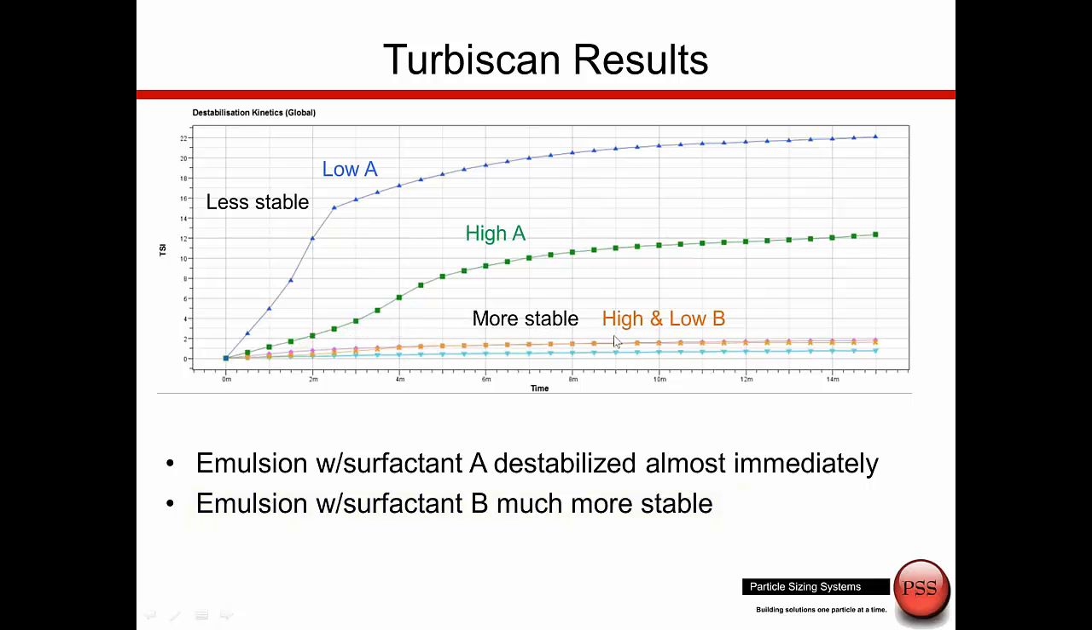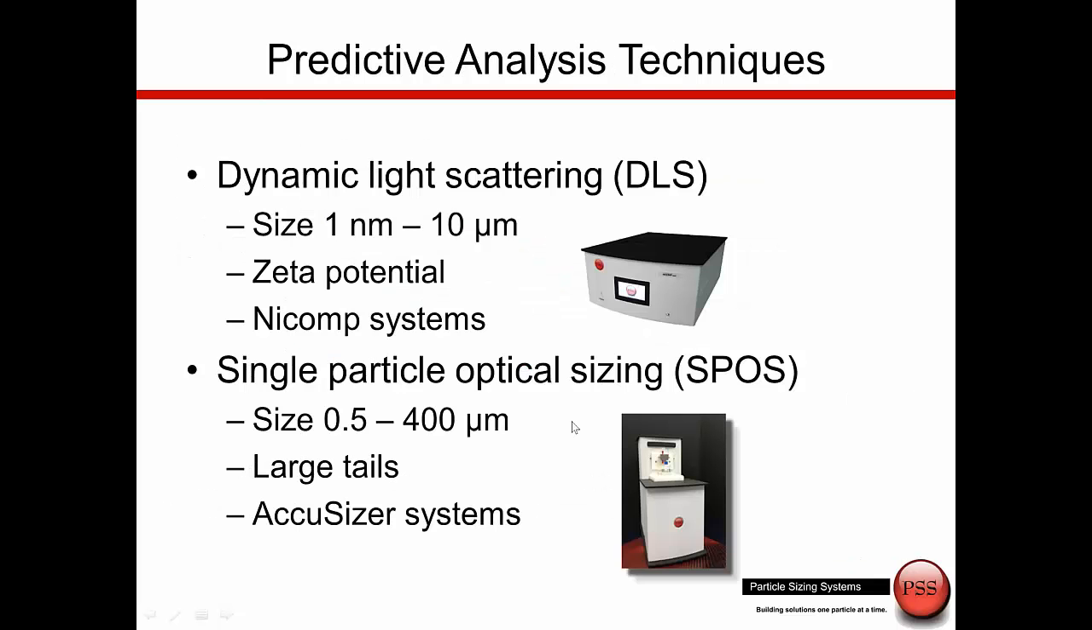This is a quick way to demonstrate that for the 2 surfactants that I chose, surfactant A was a very poor choice, creating an unstable emulsion, whereas surfactant B was more stable and certainly created a more stable emulsion as a function of time. So this is the range of stability given these 4 formulations of emulsions. So that was a direct measurement of stability.